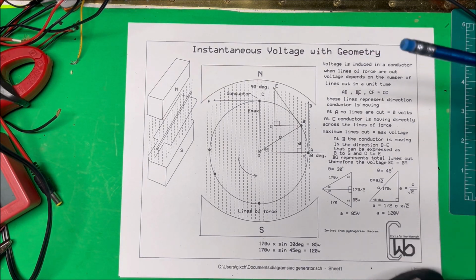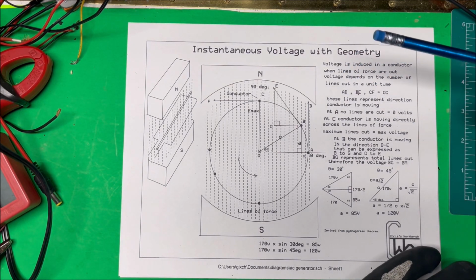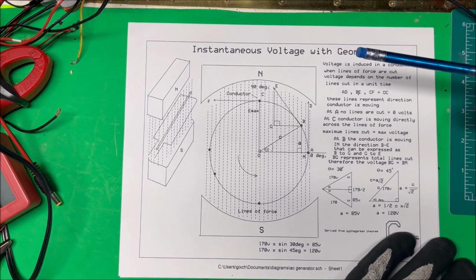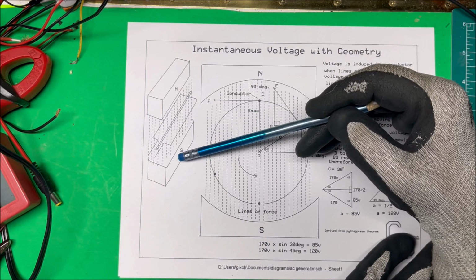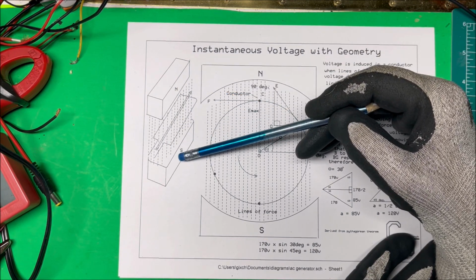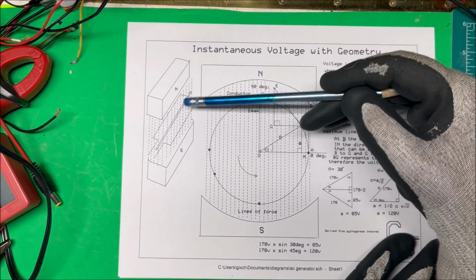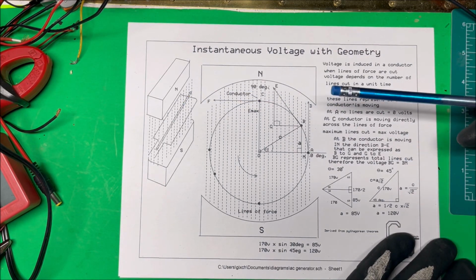Let's see if we can calculate the instantaneous voltage that a generator produces just using geometry. So here's our generator over here. We have a north and south pole, and we have our lines of force running between them, and then we have a coil of wire here that we're going to spin inside of this magnetic field.